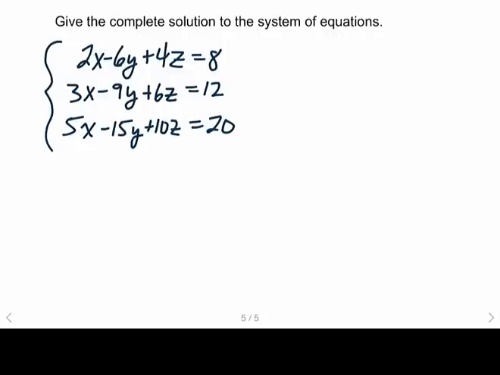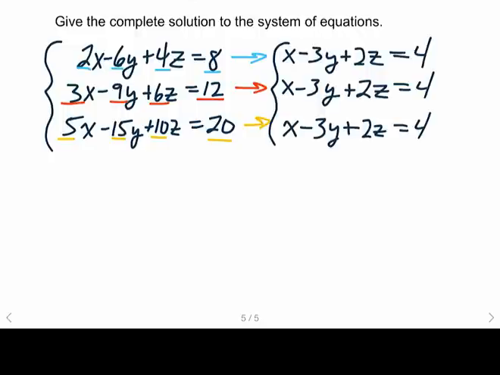For our last example, and this will go fairly quickly, give the complete solution. The system is 2x minus 6y plus 4z equals 8, 3x minus 9y plus 6z equals 12, 5x minus 15y plus 10z equals 20. Folks, I notice in the first equation all of the numbers are even. In the second equation all of the numbers are divisible by 3. In the third equation all of the numbers are divisible by 5. So I'm going to divide the first equation by 2, the second by 3, the third by 5. Why don't you do the same? Pause the video. We'll come back.